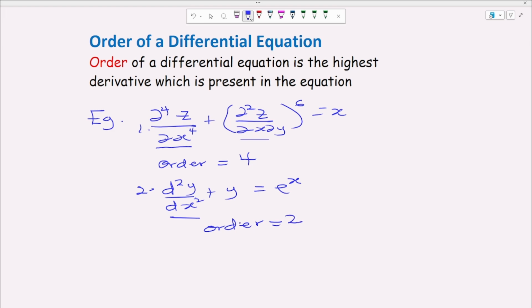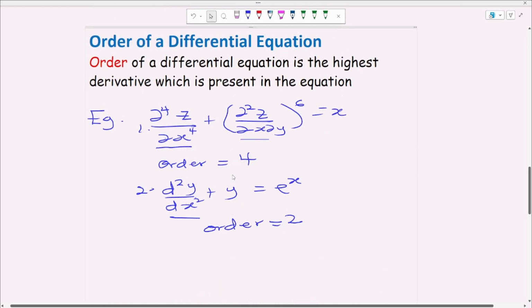The order is the highest derivative which appears in the equation. So if you forget, in court, who is the highest? It is the judge. So the highest here is the order. Who gives the order of the differential equation? The highest derivative.